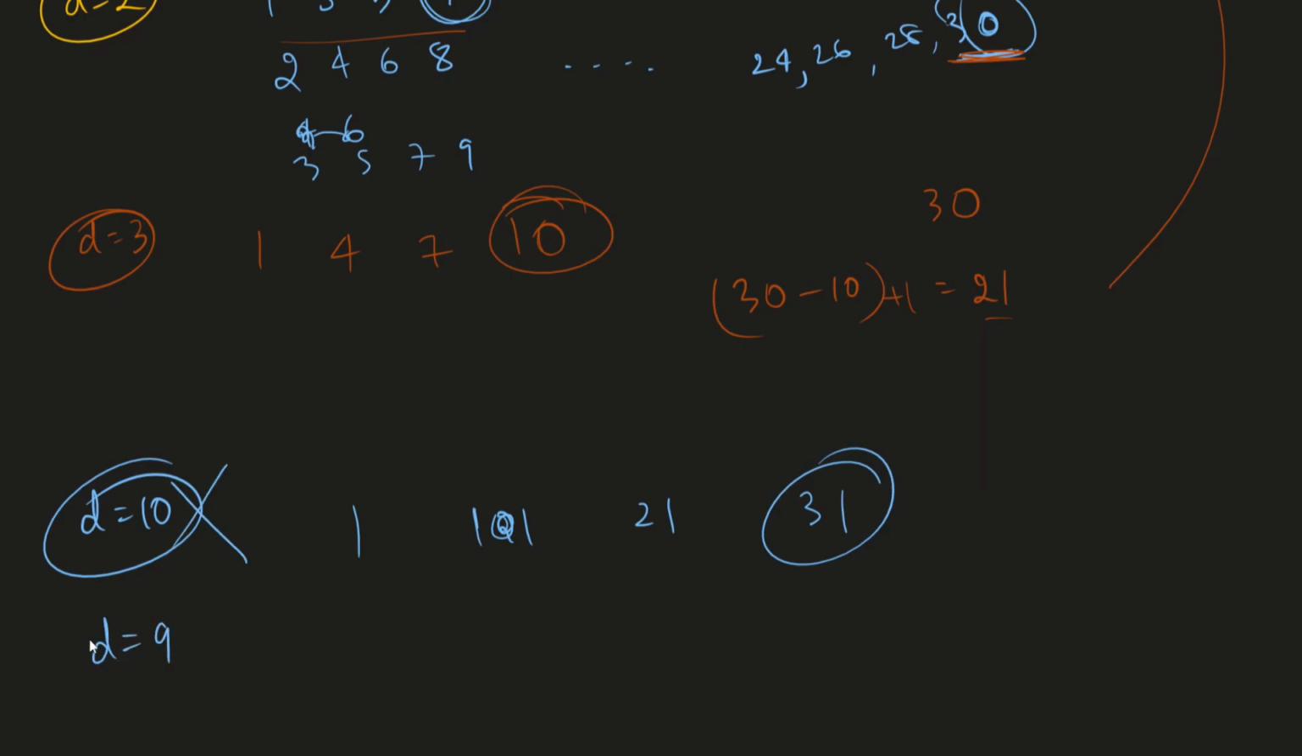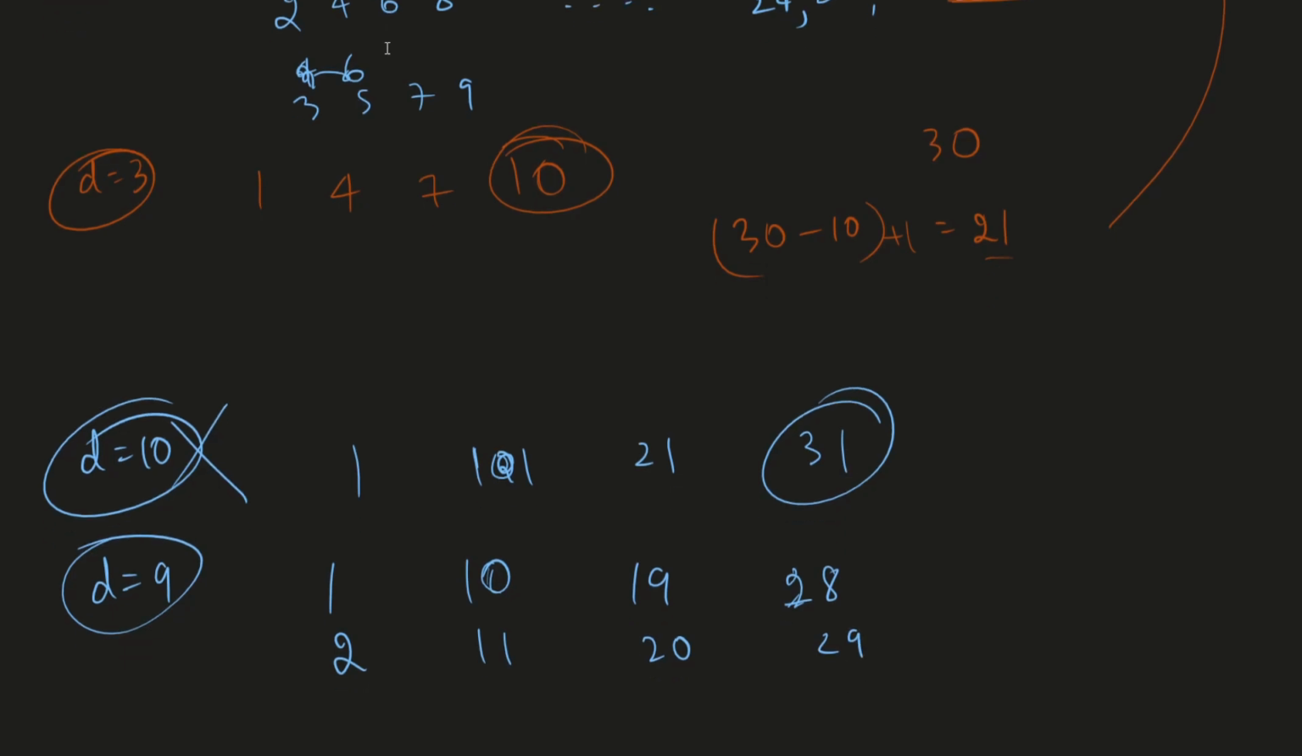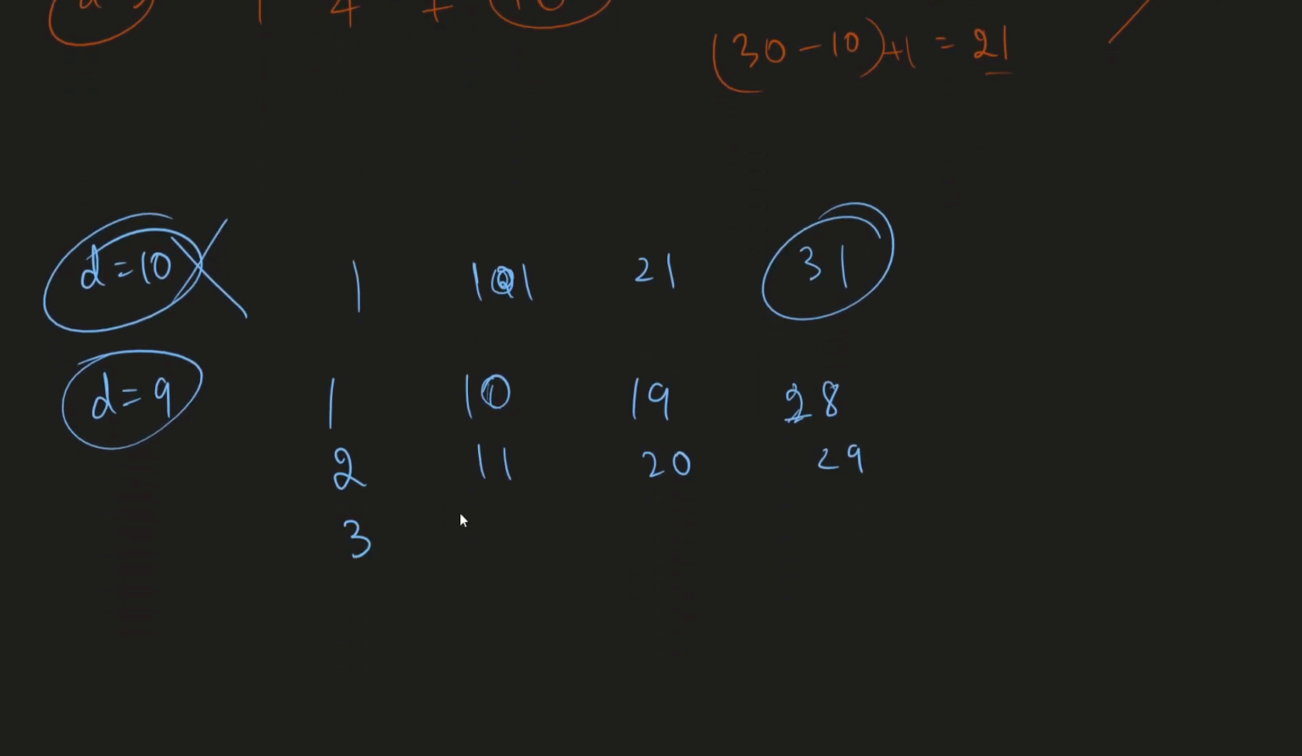What about the next best maximum? That's d equals 9. In d equals 9, you have 1, then you follow it by 10, and then by 19, and then by 28. Can you proceed it towards 30? Yes, you can. Let's take 2, 11, 20, 29. And then starting with 3, you have 3, 12, 21, and 30. So 3 choices.